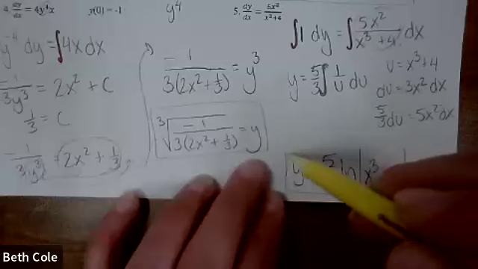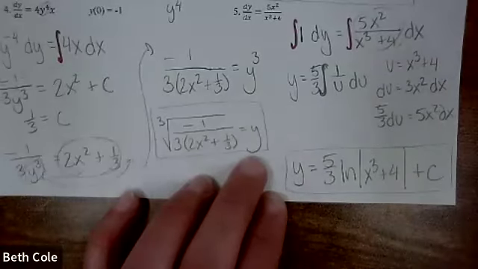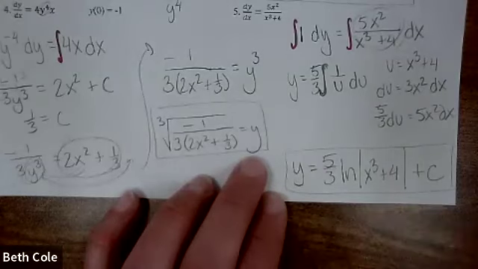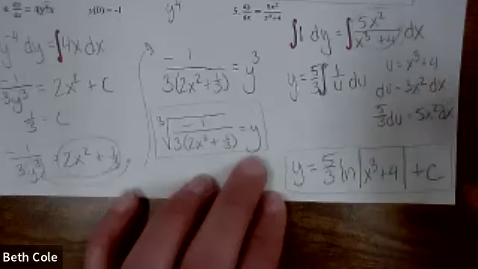And why are we done? Thank goodness, because I ran out of space. It's general. There's no initial condition. So you have an infinite number of answers because c could be anything in the world. Cool.